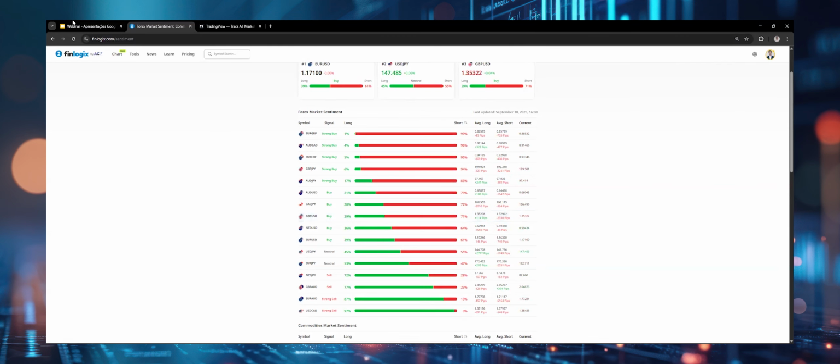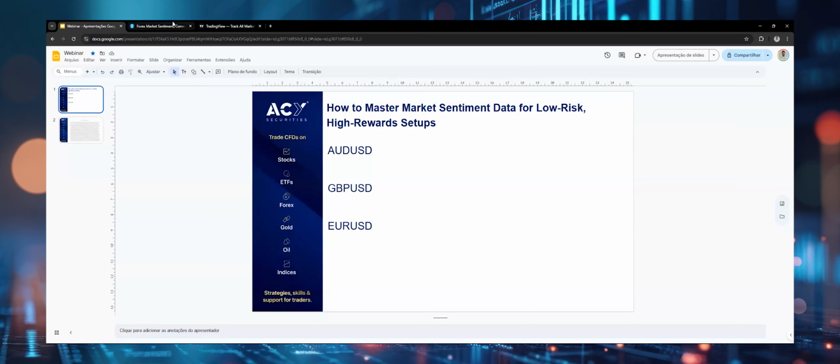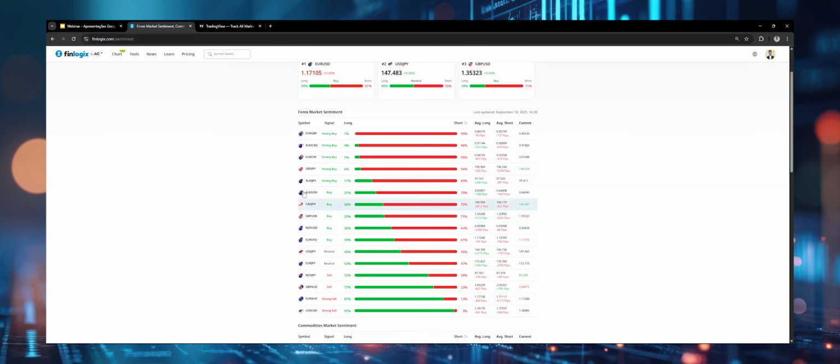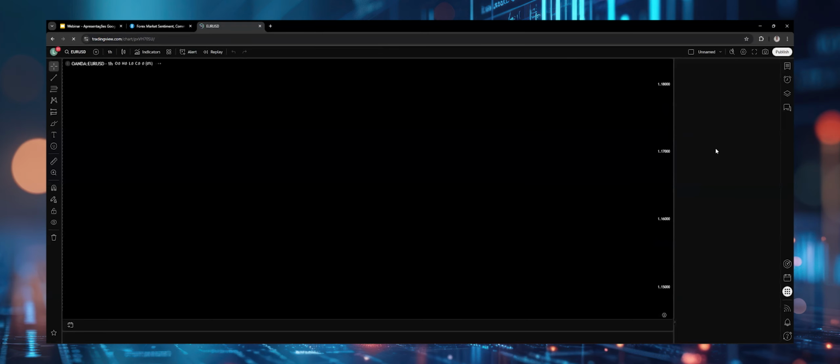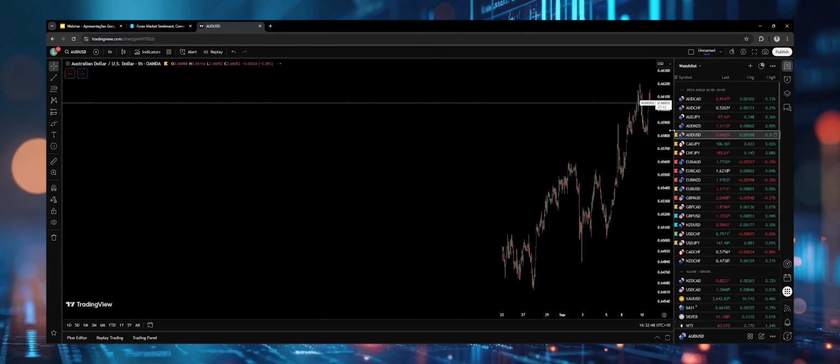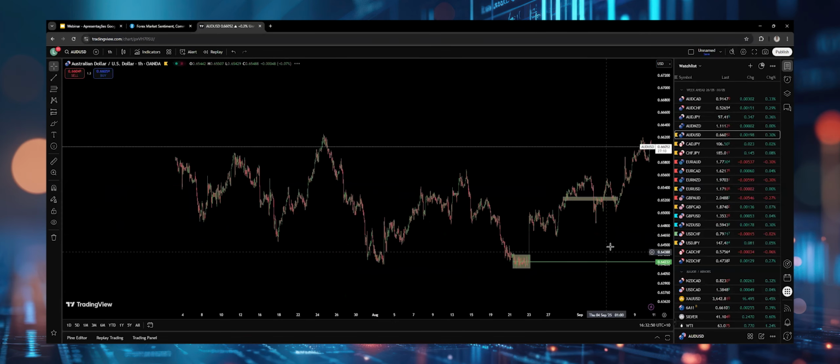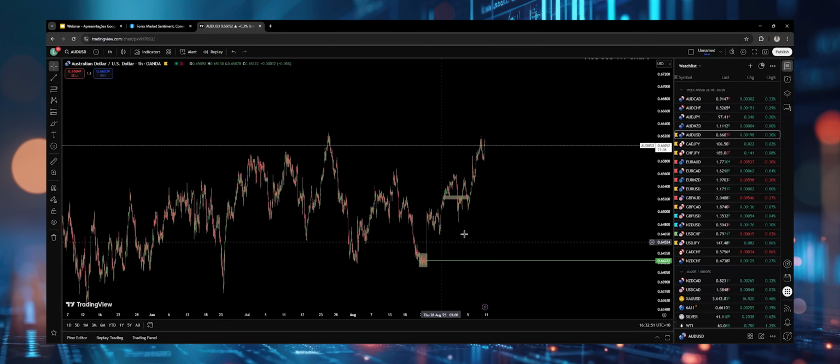For instance, I've separated three pairs, with Aussie dollar being the first one. In Aussie dollar, we can see right here that the majority is short and the minority is long. So what we want to do is exactly that: long this pair. If we go into the chart at the moment, we can see that Aussie dollar will be going up, and it has been going up for quite a while.